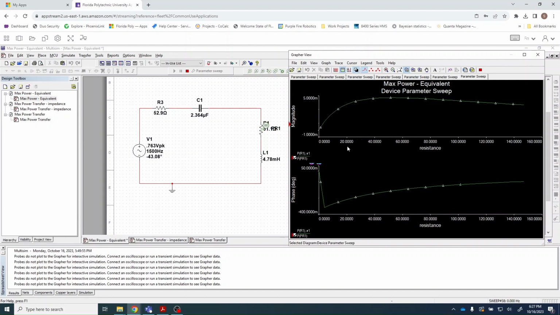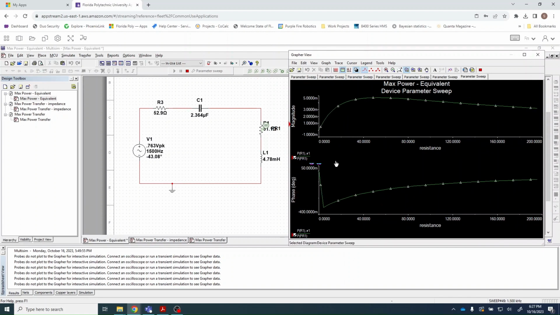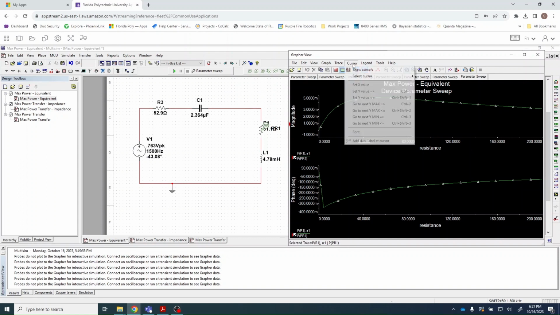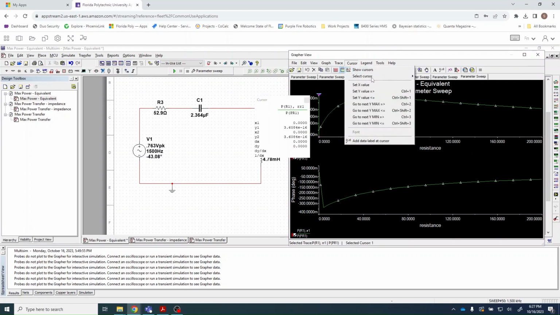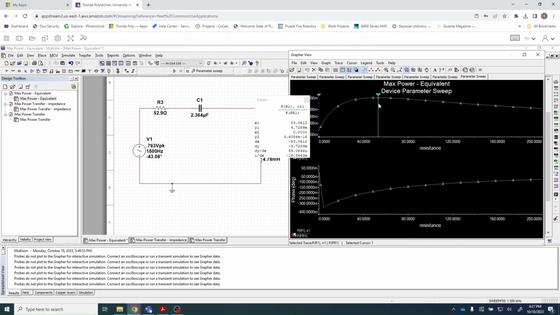So you can see a similar graph to what's shown in the lab, right? It's this nonlinear curve, and it rises up to some maximum. Now here in Multisim, I can go to cursor and show cursors, and I'm going to select go to next Y max, and my probe 1 automatically jumps to the point that is the highest on this graph here, and it shows that that point is at 53.1 ohms, right? Because it's being plotted here.